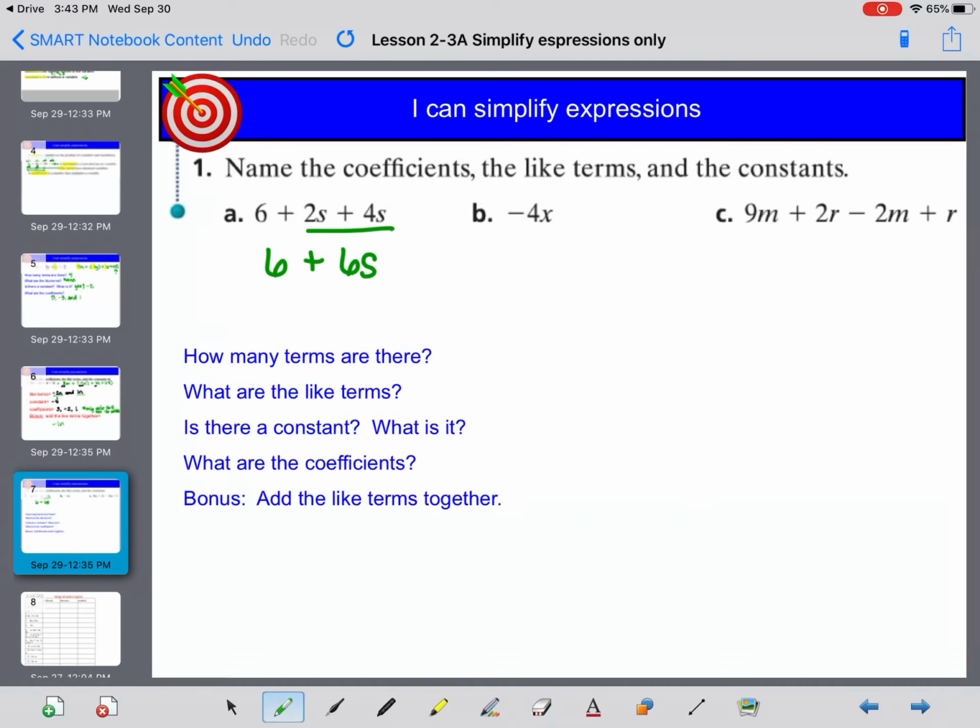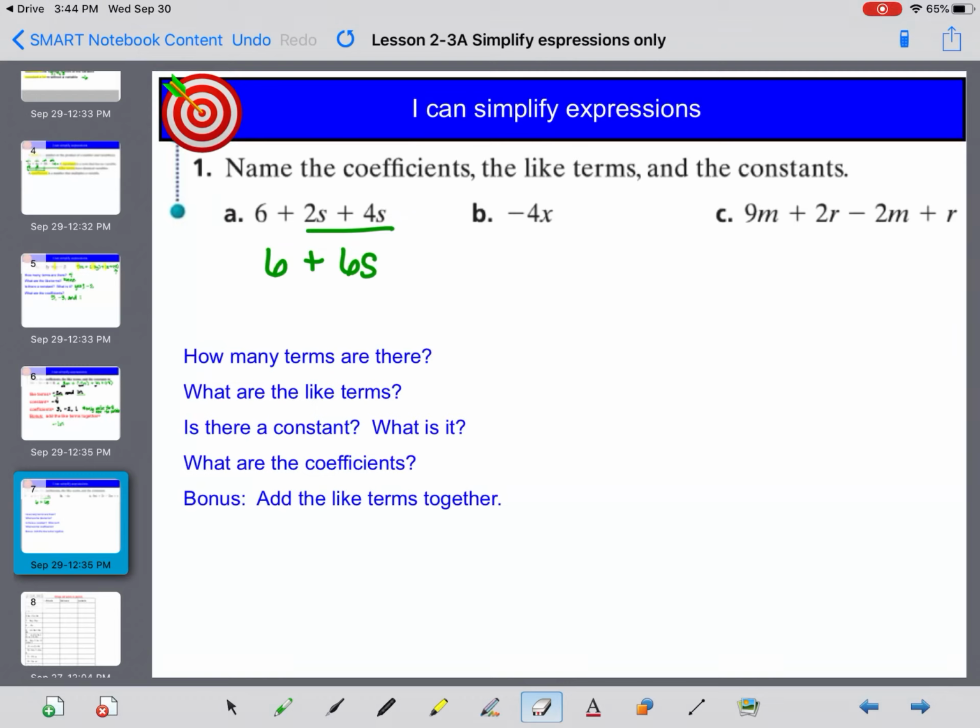Negative 4s, or 4x, is our expression. How many terms are there? There is 1 term. Are there any like terms? Well, you can't have like terms if you only have 1, so you say no. Is there a constant? The answer is no, because there isn't a term that doesn't have a variable. What are my coefficients? My coefficient is the number being multiplied by the variable, in this case, negative 4. And then there are no like terms to add together. Okay, pause the video if you need time to get that written in.